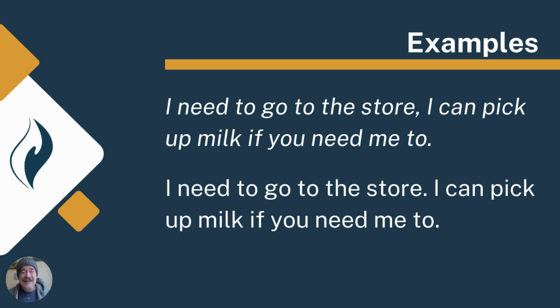So we replace that comma with a period, adjust capitalization if we need to. We don't here because I is always capitalized. Bingo, bango, bongo. We have corrected our comma splice.